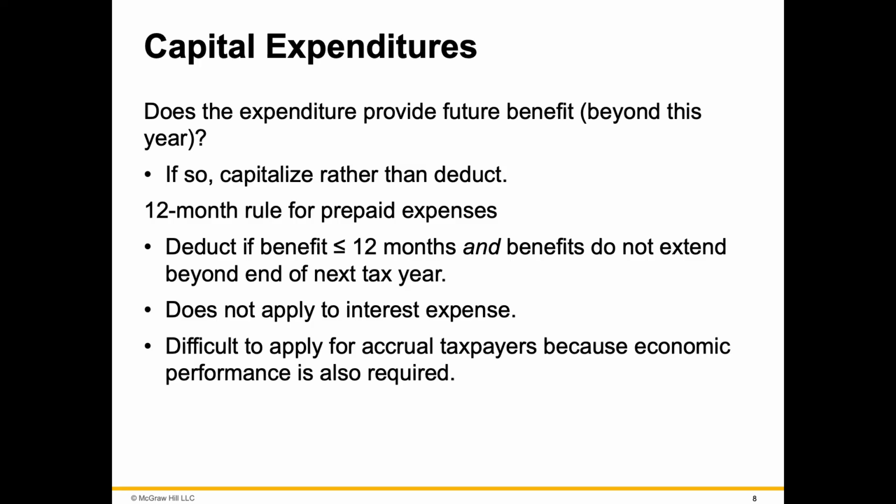For accrual basis taxpayers, the 12-month rule can be more complicated due to economic performance requirements. Under the accrual method, an expense can only be deducted when economic performance occurs, meaning the service or benefit has actually been provided or fulfilled. This means that even if an expense is prepaid, the accrual method may not allow immediate deduction until the service or benefit is realized. So, for example, if an accrual basis taxpayer prepays for maintenance services to be completed in the following year, the deduction would be deferred until the service is actually provided, regardless of the 12-month rule.